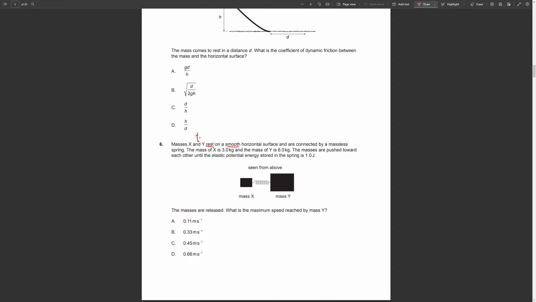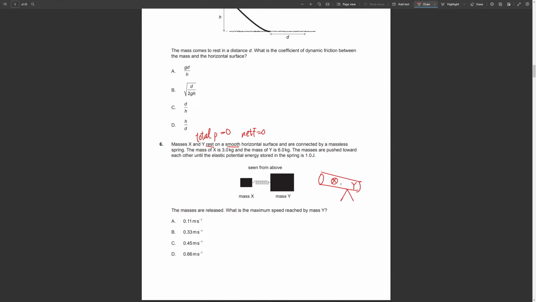Rest, which means the total momentum is zero. Smooth table, which means there is no net force, and therefore we can use the conservation of momentum. And you can consider this setup as if a cannonball is being fired from a cannon. The cannonball is x, the cannon itself is y.